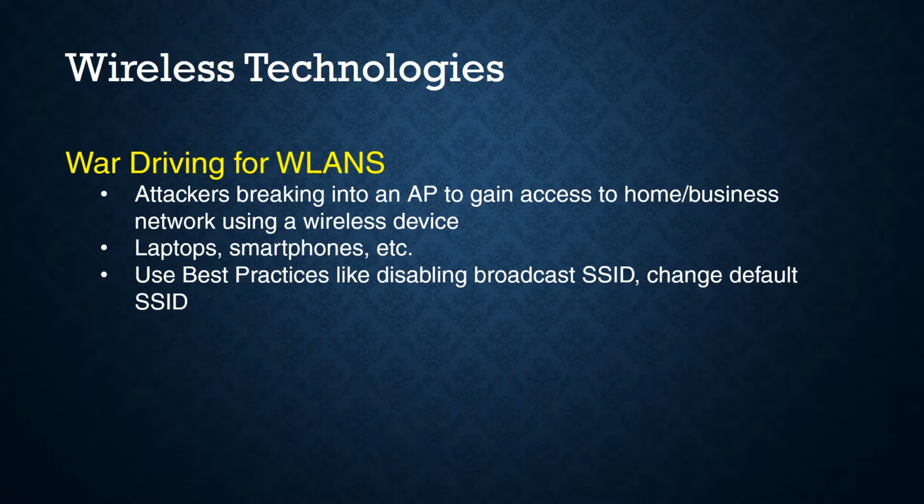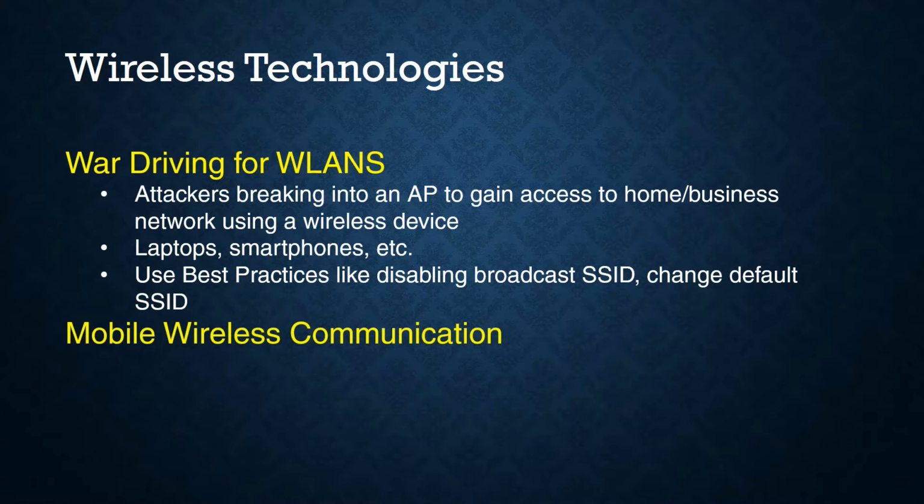So best practices are to disable the broadcast SSID, to change the default SSID, or to place your AP in the central part of your building in order to limit the coverage so that the signal isn't leaked out for them to listen to. So that's really a good way to protect it.